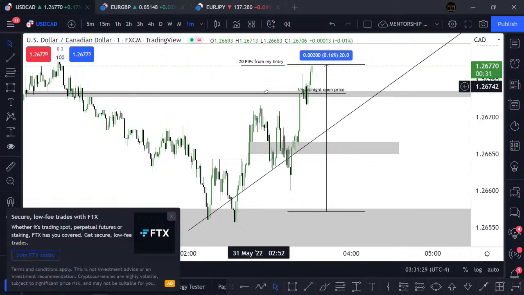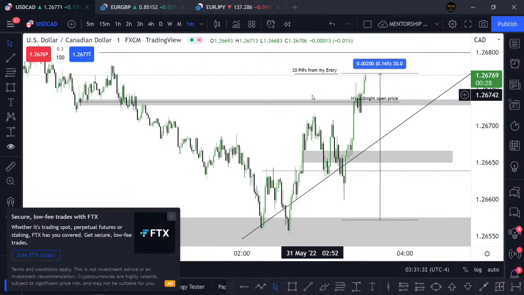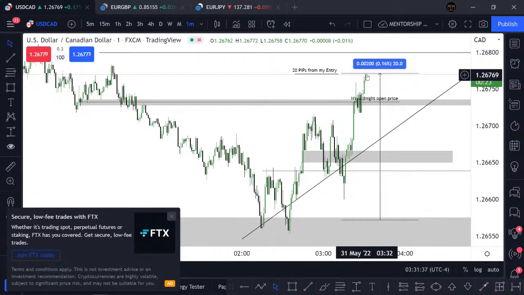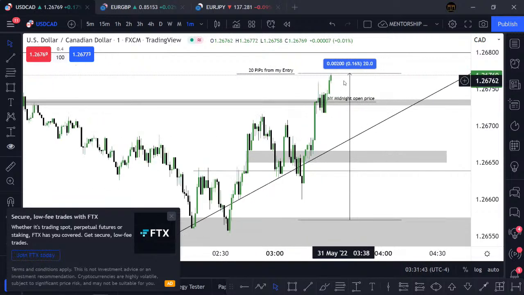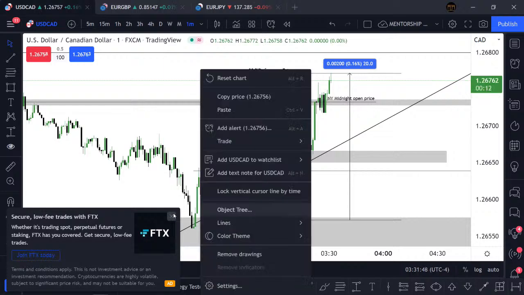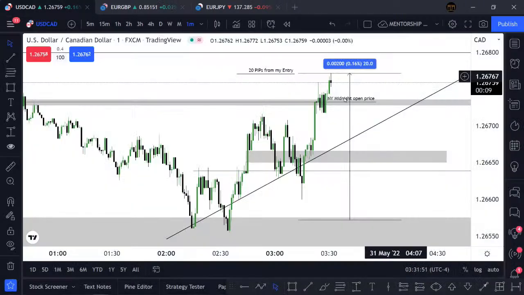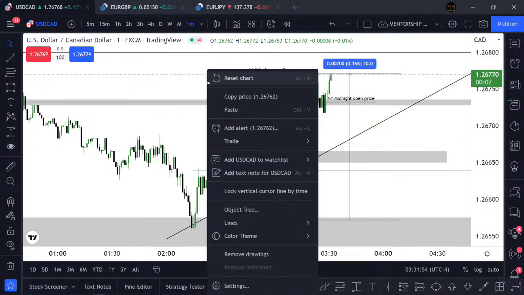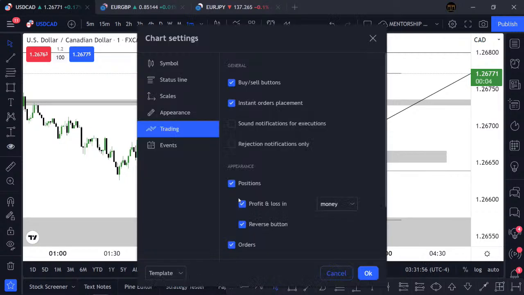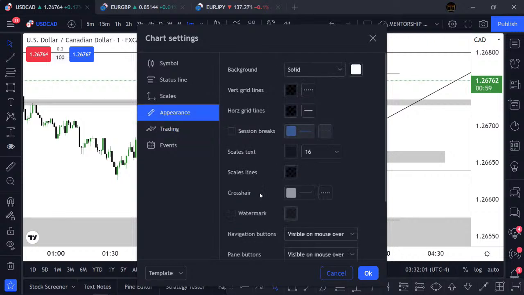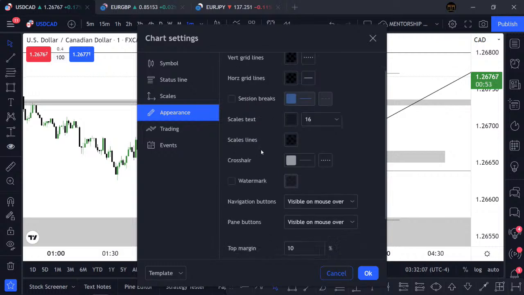Okay, so the setup I had on 20 pip, it's a profit here, 20 pips from here to here. You want to see price trade away from the midnight open price. You're only looking for 20 pips here. Do not look for 50. You're only looking for 20 pips at the London kill zone.